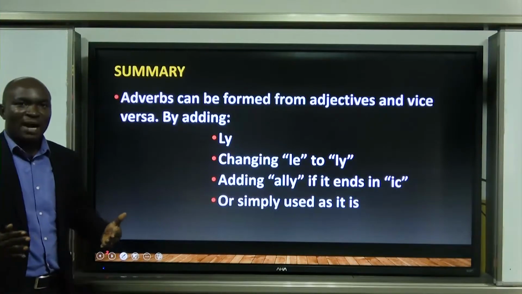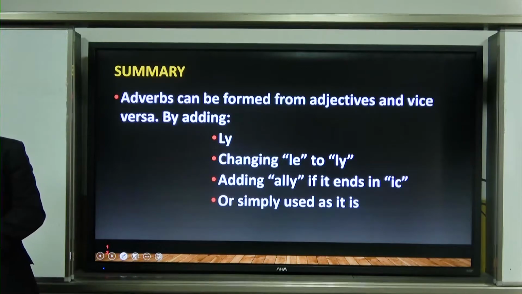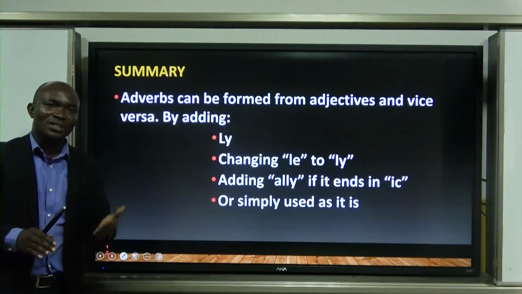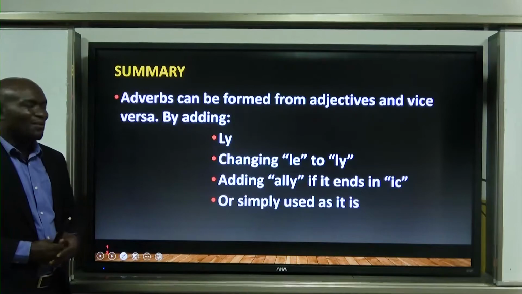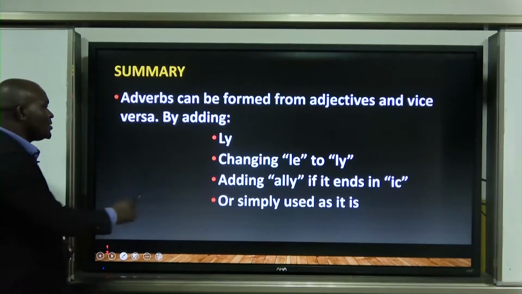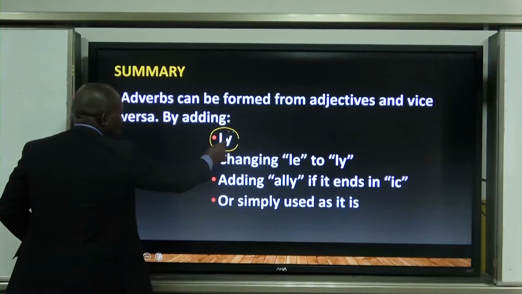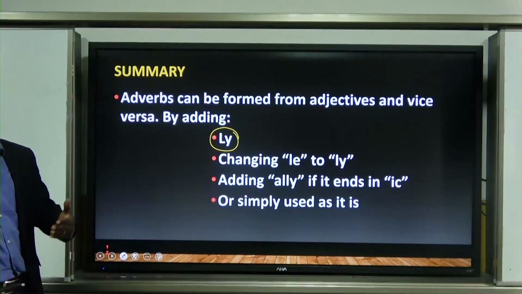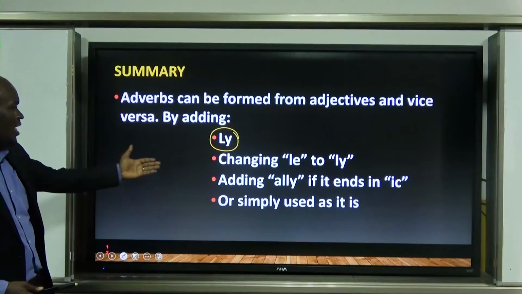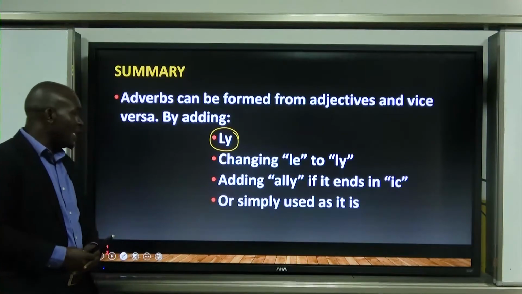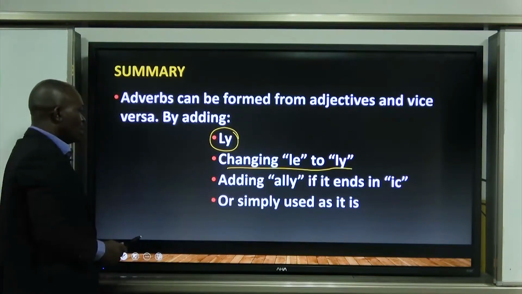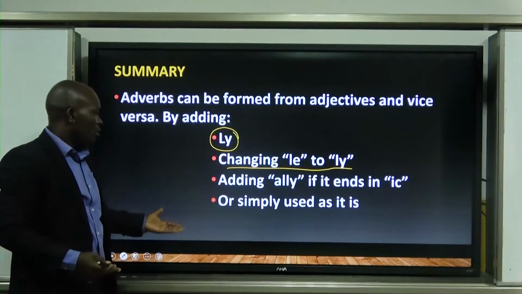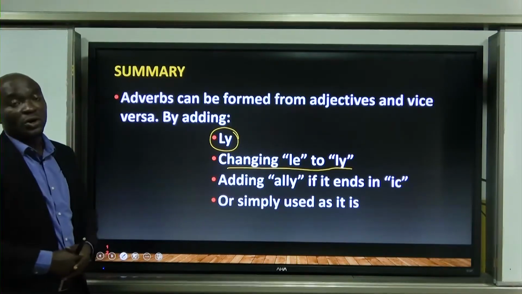Now we said adverbs can be formed from adjectives, just as adjectives can be formed from what? Adverbs. By simply following simple rules. One of the rules is by adding ly. If you have an adjective, if you add an ly to it, some adjectives, you will get adverb. Some we change the le to what? Ly. Okay? Follow this rule and you will have more adverbs to use in your conversation or in your writing.